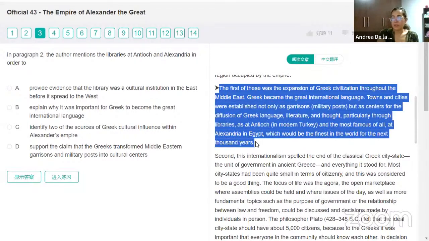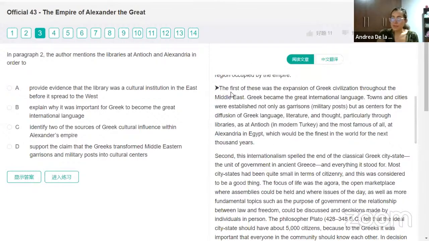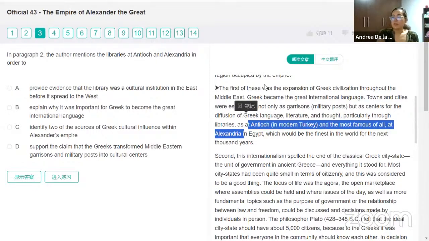Así que es importante conocer la idea principal del párrafo. ¿Cuál es esa idea? Ya habíamos dicho que es la expansión de la civilización griega, ¿no? Y dice, se expandió su idioma, y luego también dice, se difundió su idioma, su literatura, y se enseñó particularmente a través de bibliotecas como Antioch and Alexandria in Egypt, which will be the finest in the world for the next 1,000 years, ¿no? Entonces, su cultura, su literatura, su idioma se enseñaron en estas dos bibliotecas, ¿no? Entonces, esa es la idea.